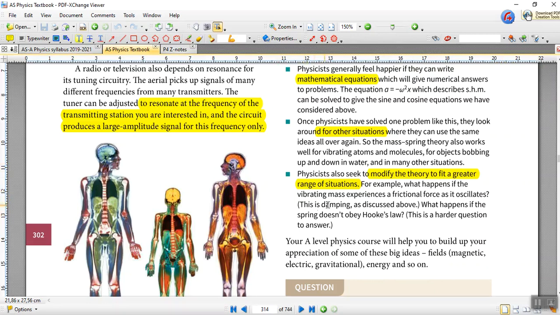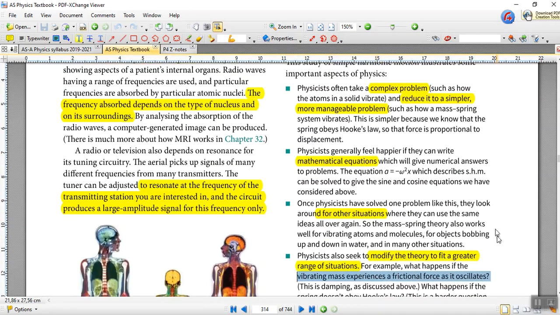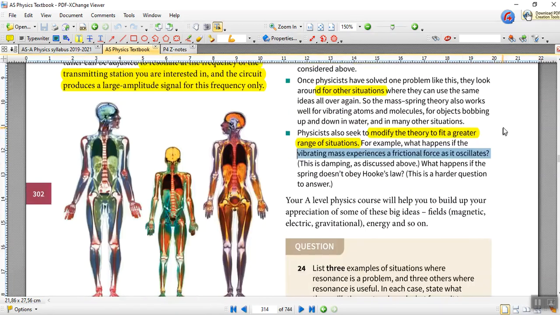What happens if a vibrating mass experiences a frictional force as it oscillates? There's a question here which is based on our initial problem, and then they start applying it to many other situations as well.